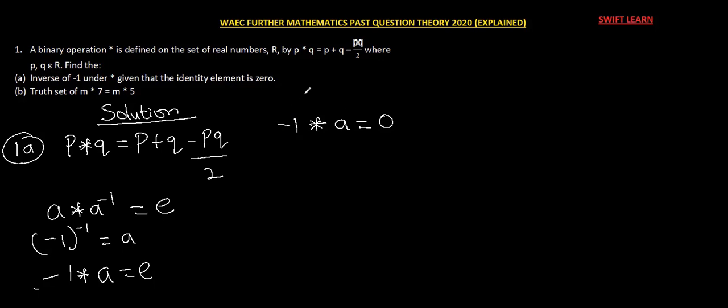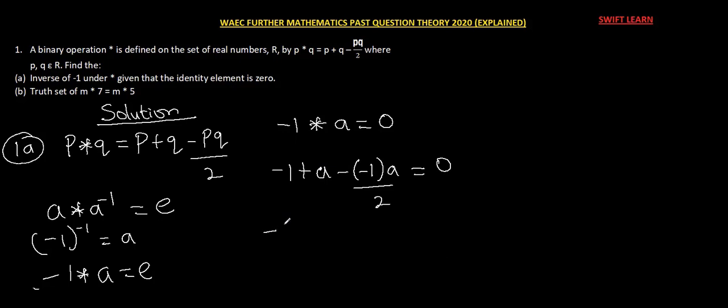We are going to express this operation in the form of this formula. You see that the first element is P and here it is -1, so I write -1. Then you have plus, where you have A as Q, so you write A here, minus -1 times A, divided by 2 equals 0. Our aim is to get this inverse, that's the A here.